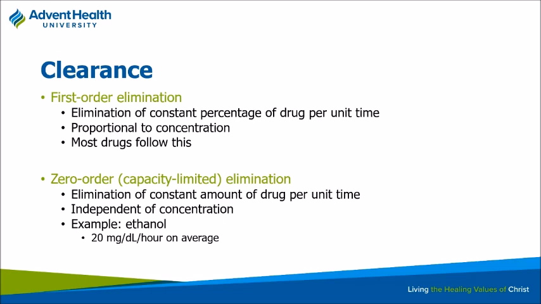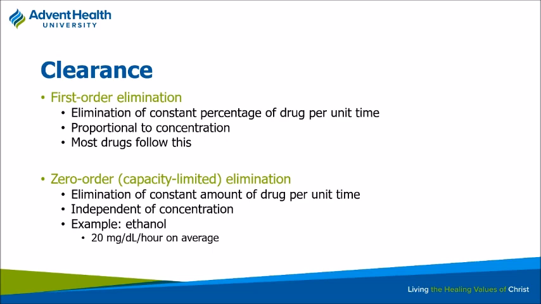Okay, most drugs you're going to run into follow what we call first order elimination. What this means is that when a drug is getting metabolized and excreted from the body, for a given period of time, say 1 hour, you're going to get the same percentage of drug eliminated for that same hour. So it doesn't matter if it's hour 1 or hour 10. If it's 15% per hour, you're always going to get 15% of that drug eliminated.